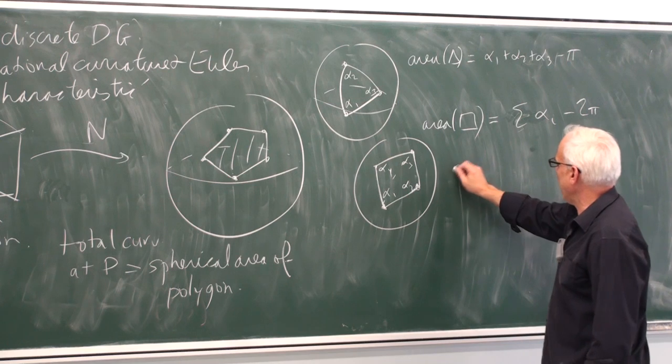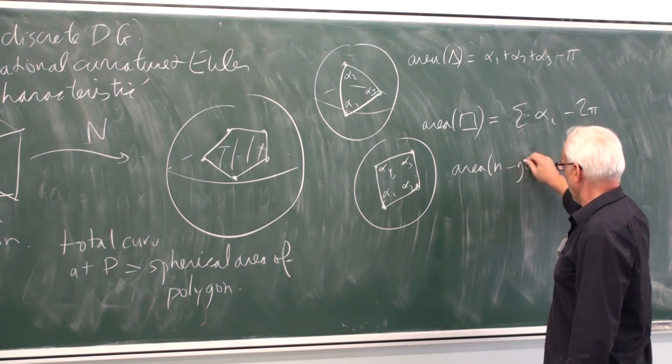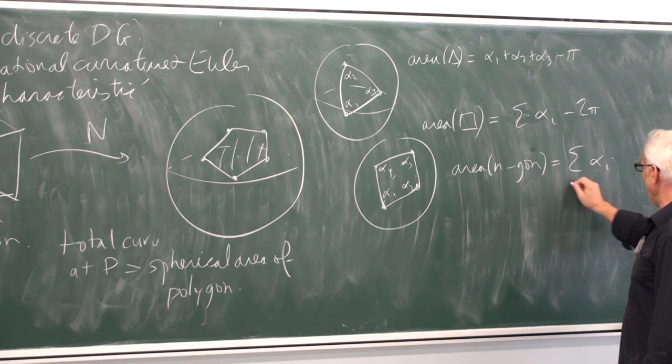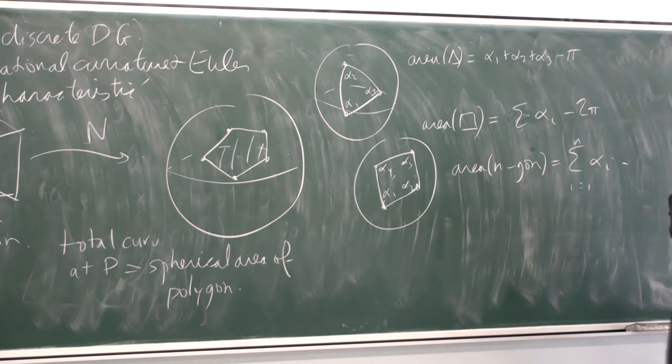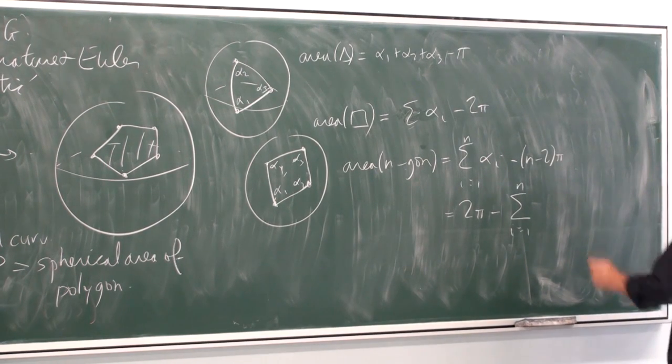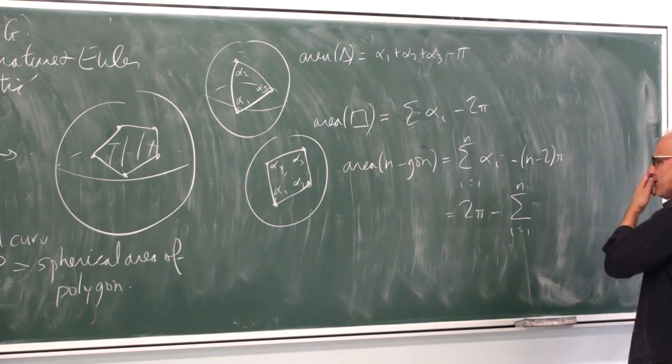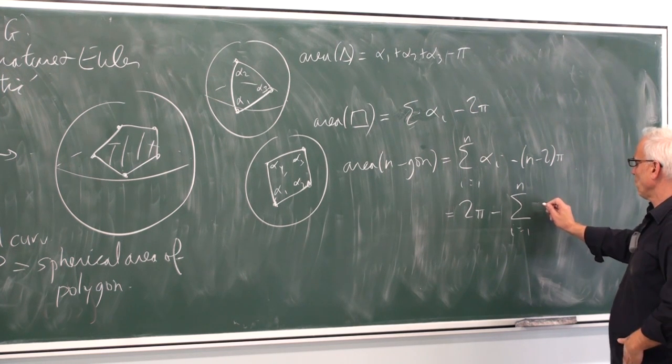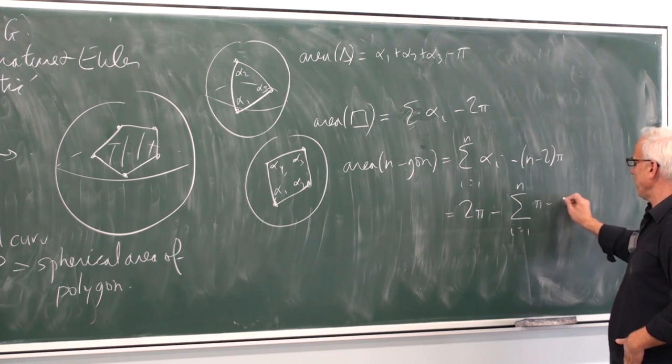So in general, if you have an n-gon, the area of an n-gon is the sum of all the angles alpha i from i equals 1 to n minus n minus 2 times pi. And let me just rewrite that as 2 pi minus the summation from i equals 1 to n of pi minus alpha i.